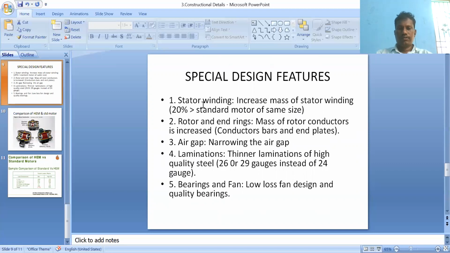Stator winding: increase the mass of the stator winding, that is 20% greater than the standard motor size. Second, rotor and end rings: the mass of the rotor conductors is increased. Air gap: narrowing the air gap. Laminations: thinner laminations of high quality steel, that is 26 or 29 gauge instead of 24 gauge. Bearings and fan: a low loss fan design and quality bearings are considered. With this design, they get high efficiency.